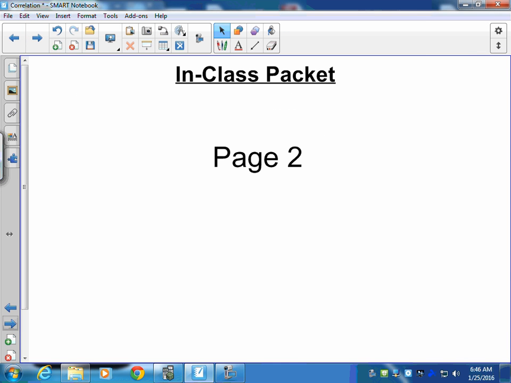Now for your in-class packet, if you want to see some extra work or get some extra practice at these, it is page 2 of the in-class packet. It talks about the correlation calculation and some of that descriptive nature.